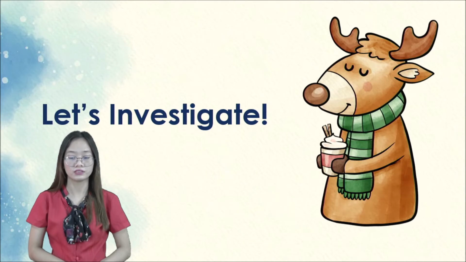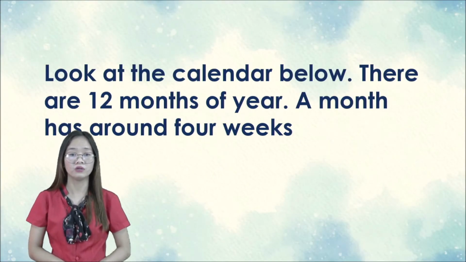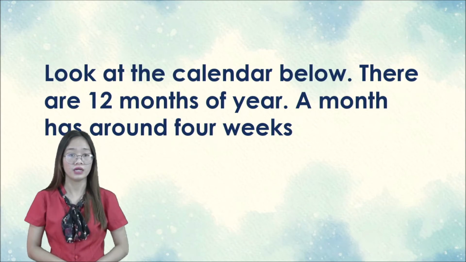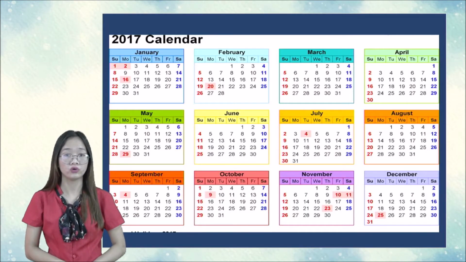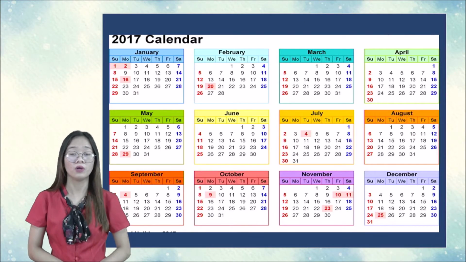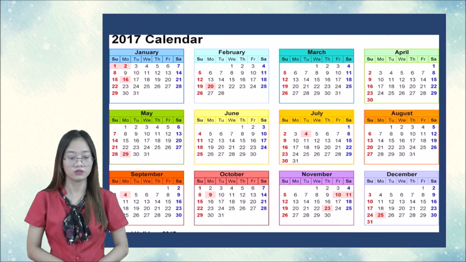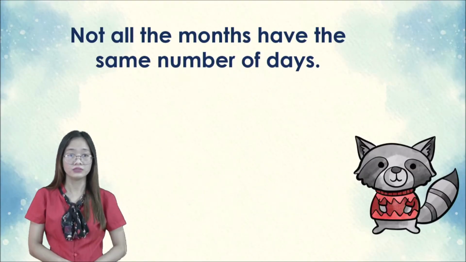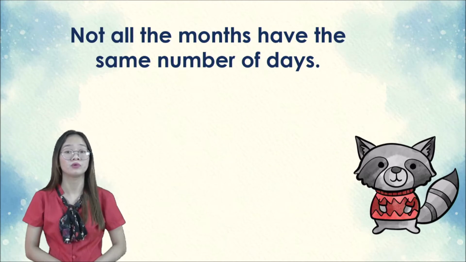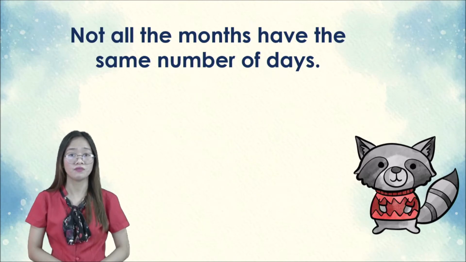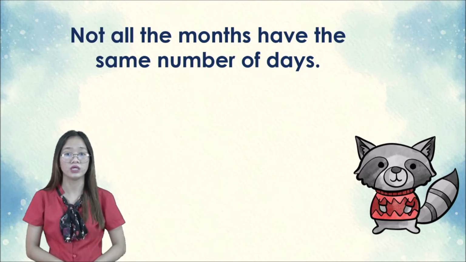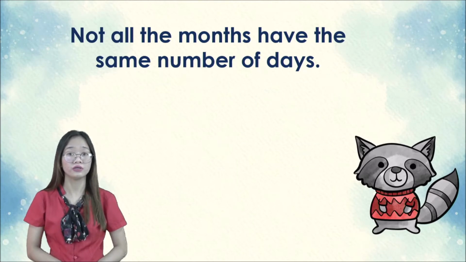So now let's investigate. Look at the calendar below. There are 12 months in a year and a month has around 4 weeks. Again, we have 12 months of the year, so this is the calendar that I showed you a while ago. So class, remember this one. Not all months have the same number of days, as I've said a while ago. Some of them have 30 days, some of them have 31 days, and February has 28 days during a regular year, and 29 days every leap year.